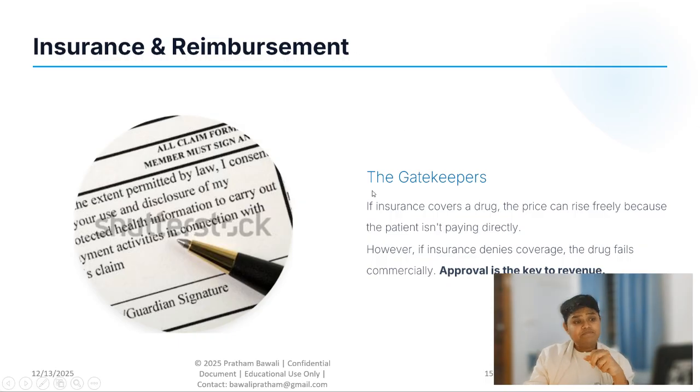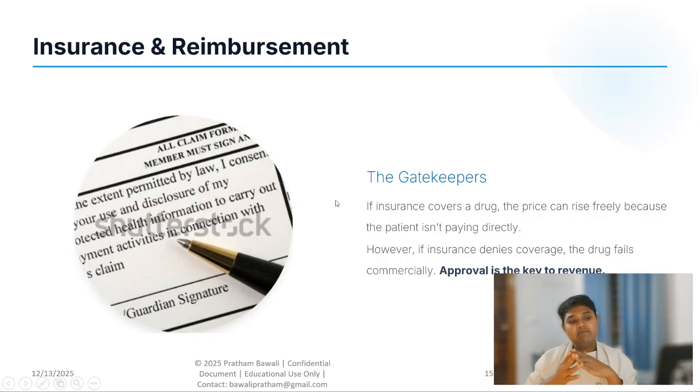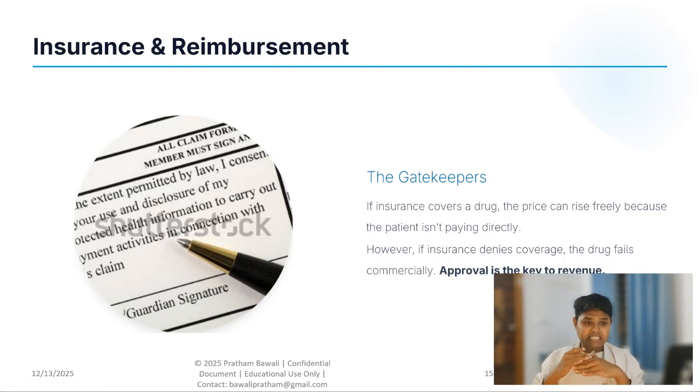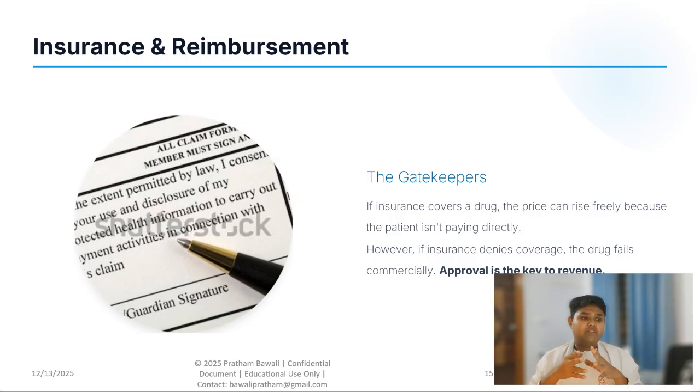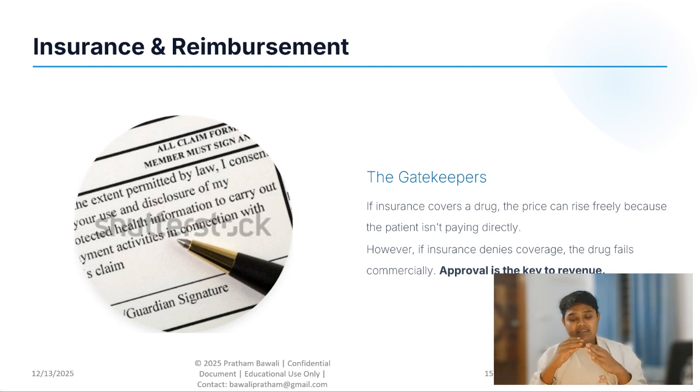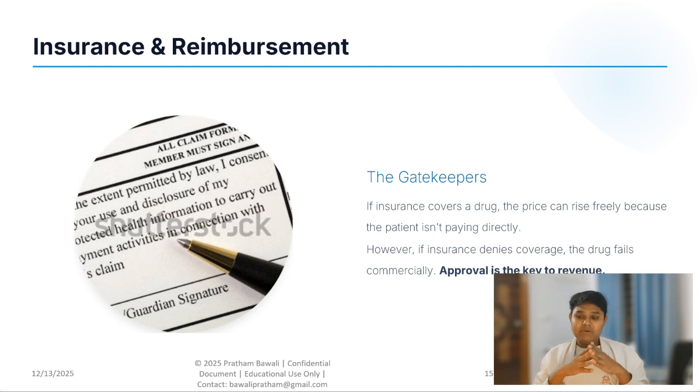Insurance and reimbursement, the gatekeepers. If insurance covers a drug, the price can rise freely because the patient isn't paying directly. However, if insurance denies coverage, the drug fails commercially. And approval is the key to revenue. If your insurance company doesn't approve your drug, that means the drug will never scale anywhere, because nobody is going to buy it by paying a huge amount of money from their pocket.